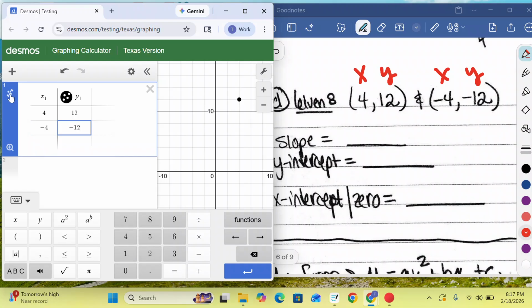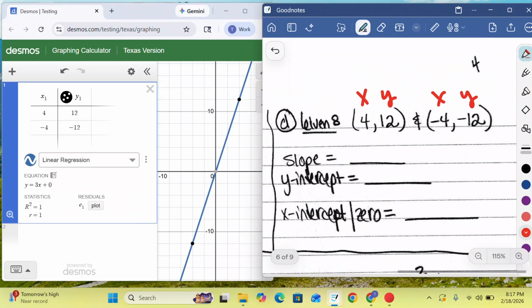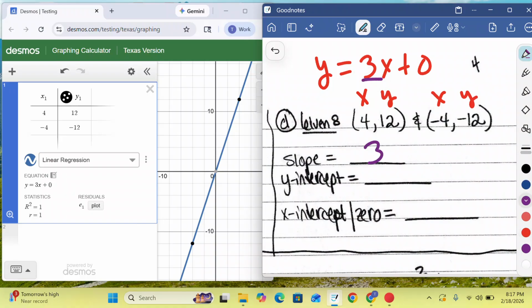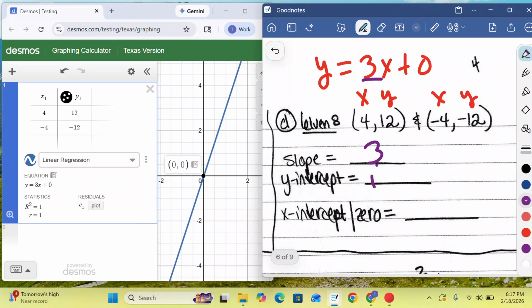Then after that, I'm going to put the little leaf here. I'm going to add regression. It gives me my answer right there. So I'm going to write down my answer where it says equation y equals 3x plus 0. Automatically, I know my slope. Underline your slope. It's the number next to the letter, which is 3. How do I find my y-intercept? I'm going to look at my table. And look at that. Another one where the x-intercept and y-intercept are the same: (0, 0) and (0, 0).